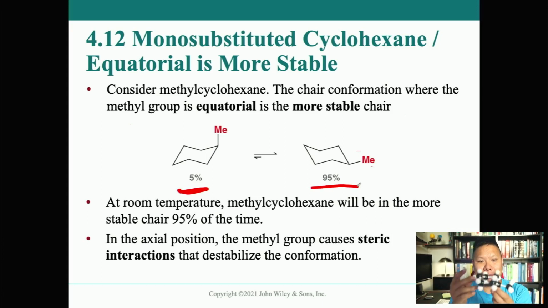And it kind of makes sense too because when you have it flipped up like this in the axial position, there's a lot more steric hindrance. There's a lot of hydrogens around there, a lot of electron density that repel each other. So it's actually more stable like this. The axial position of the methyl group causes steric interaction that destabilizes the conformation. I just said that.